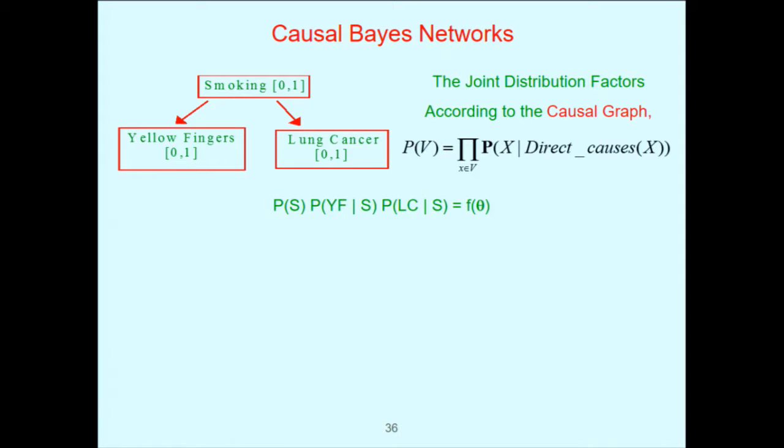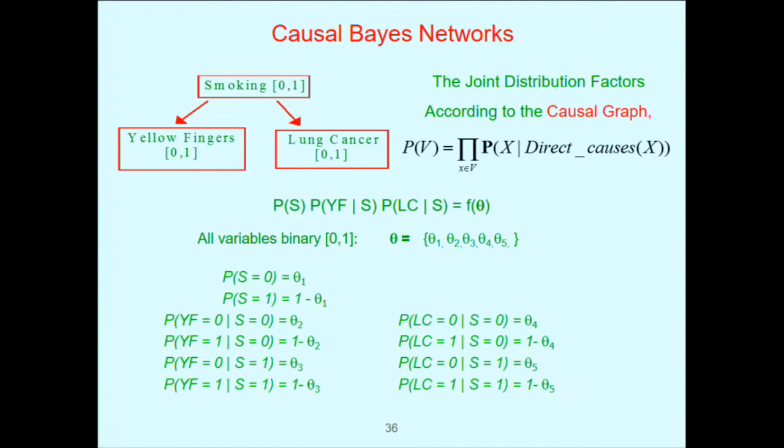Okay. So one of the advantages of doing it this way is I'm now parameterizing the distribution as a function, theta, that's the parameterization, where if the variables are all binary, I can do this graph with 5 parameters, because that's the entire joint distribution factorized. So for the probability of smoking, I have to give a parameter, let's call it theta 1, for the probability that smoking equals 0. And then the probability that smoking equals 1 is just 1 minus theta 1 because they have to add up to 1. So there's only one parameter necessary to give the marginal distribution for smoking.